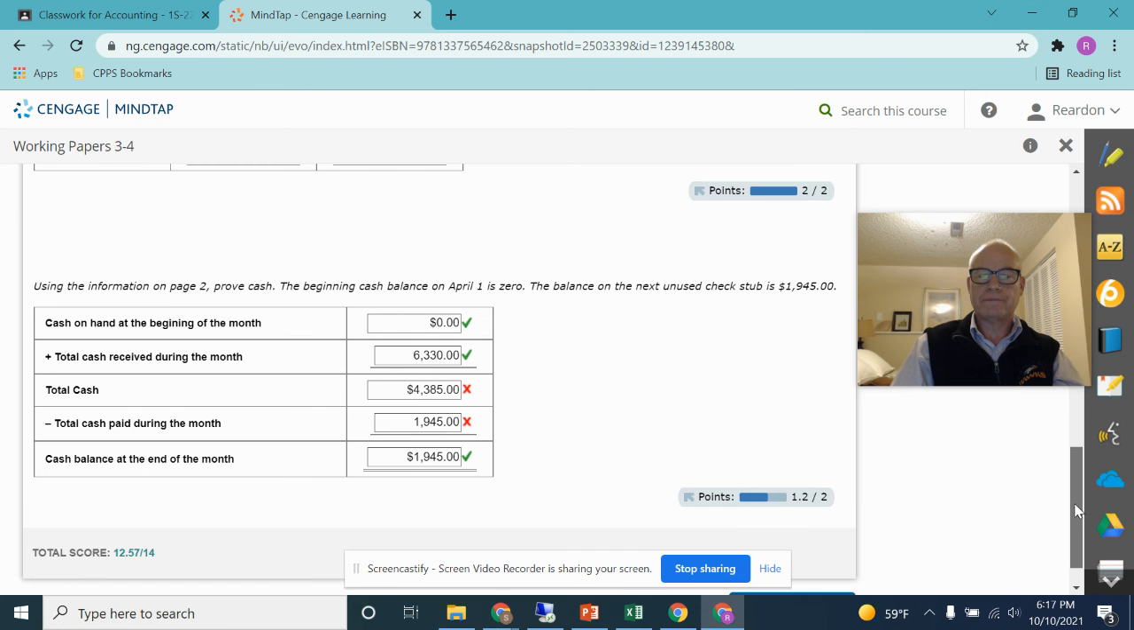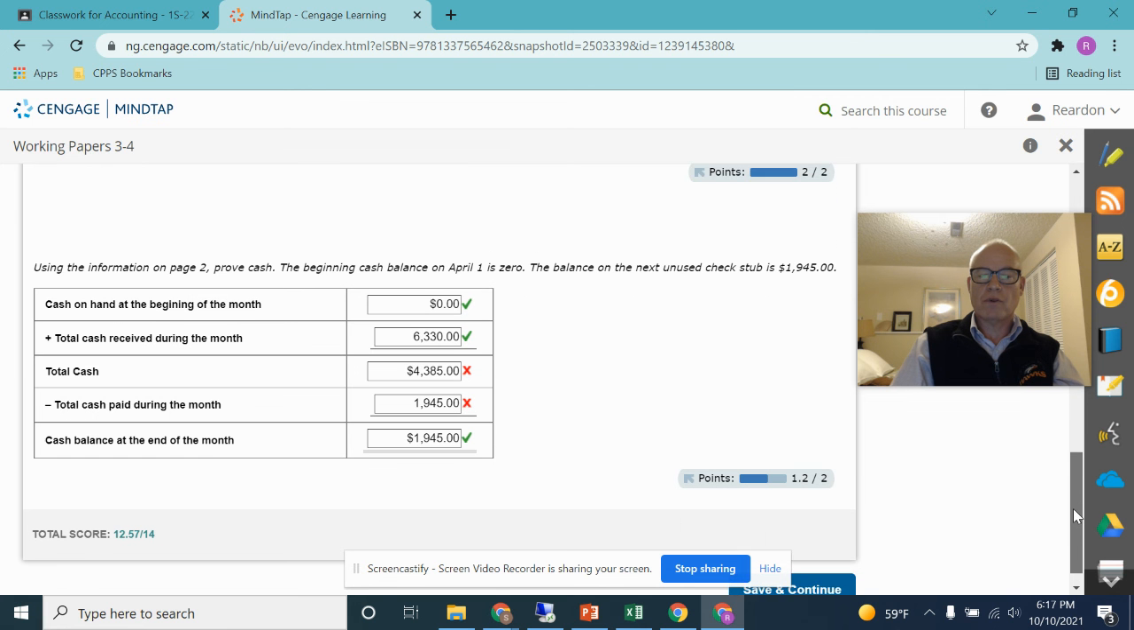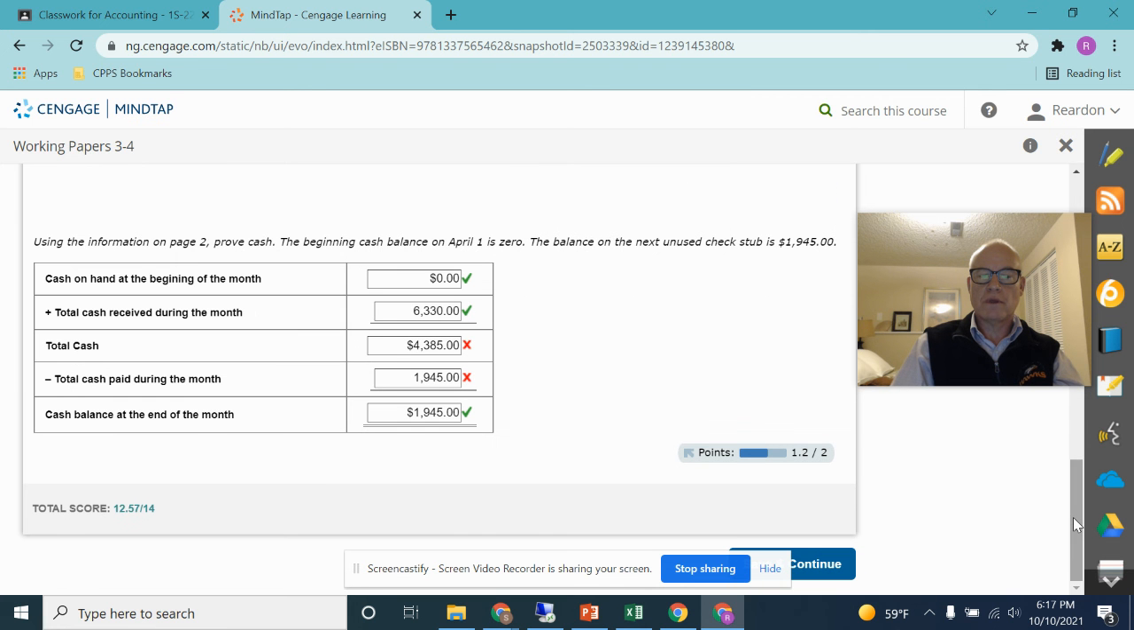Oh boy. I put them in the wrong columns. Total cash. Oh, I see what I did wrong. Total cash paid, cash balance at the end of the month. Okay. I put them in the wrong columns. When I do that in class, I'll have it in the right columns. I should have put 6330 down here. Total cash paid out 4385, 1945, and then take that and match that up with the unused check stub.